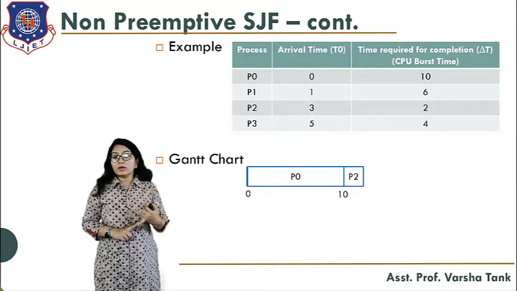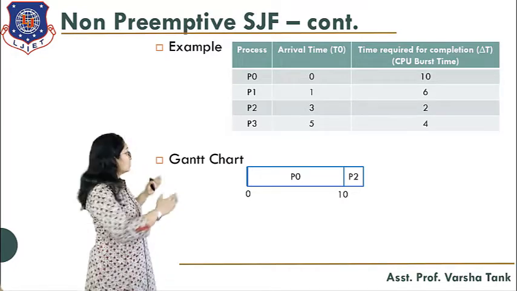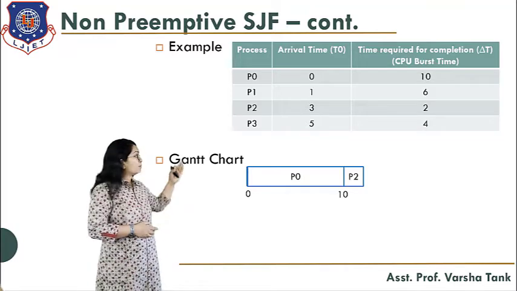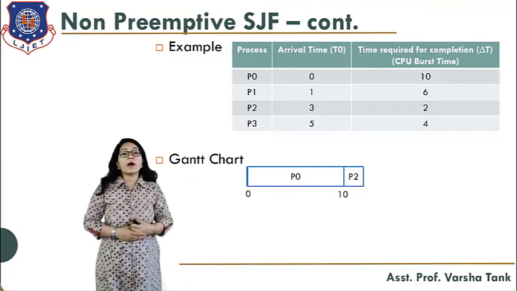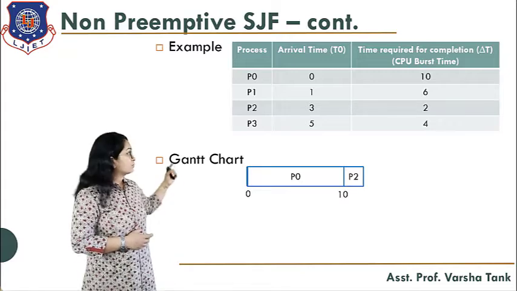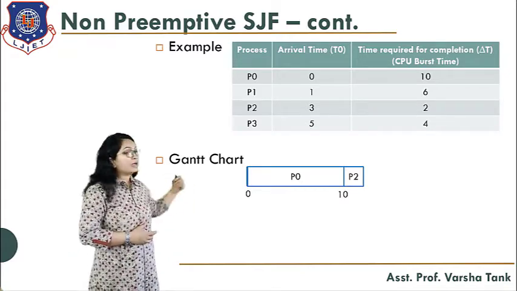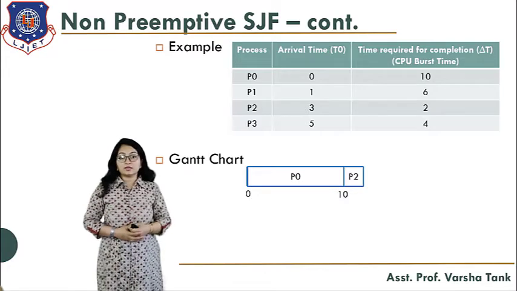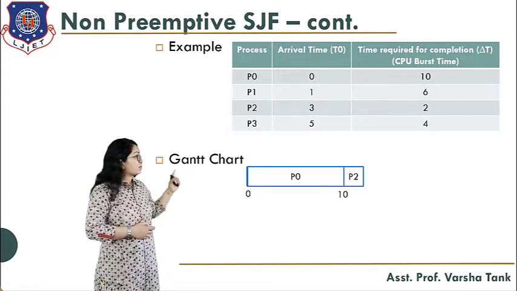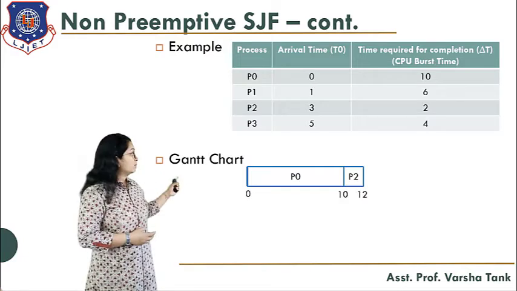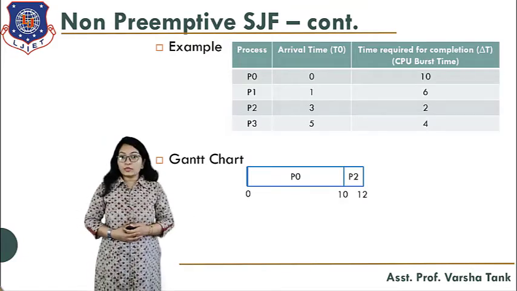So when P0 completes its execution, you can see all the processes have arrived. Now from P1, P2 and P3 you have to see which process has the smallest burst time. Here you can see the P2 process has the smallest burst time, that is 2. So that's why we will assign the P2 process for the execution.